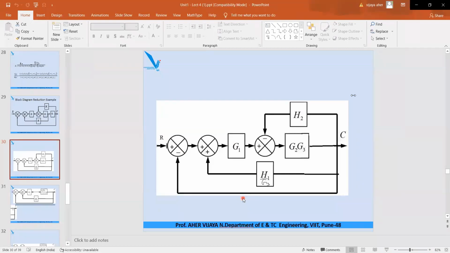Up to this point, any difficulty? Understood? No. Okay, Bharat. Let's go ahead.